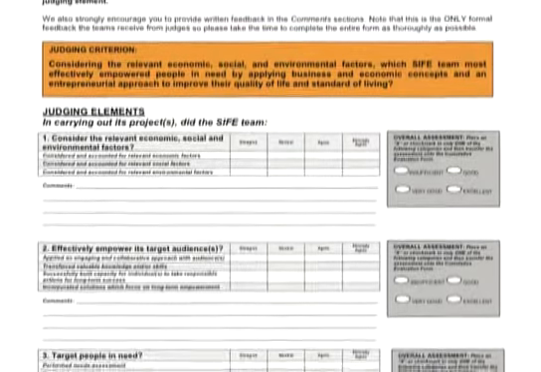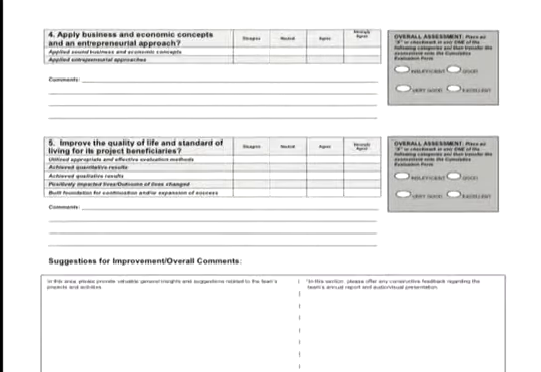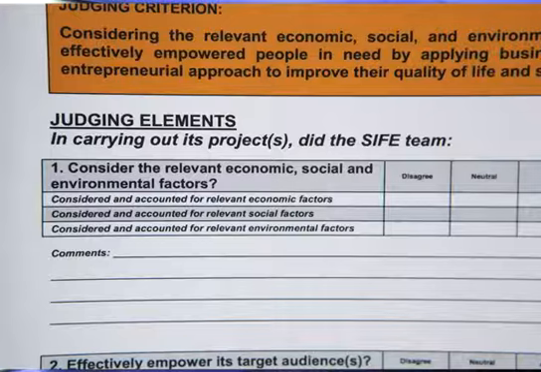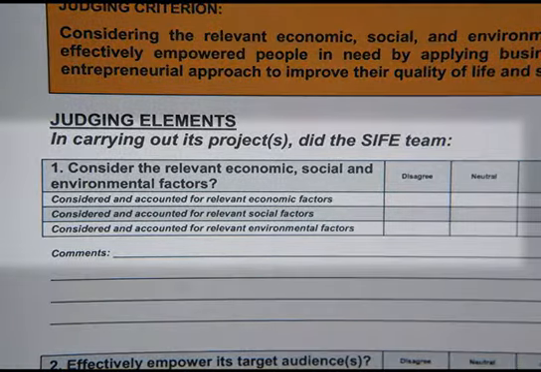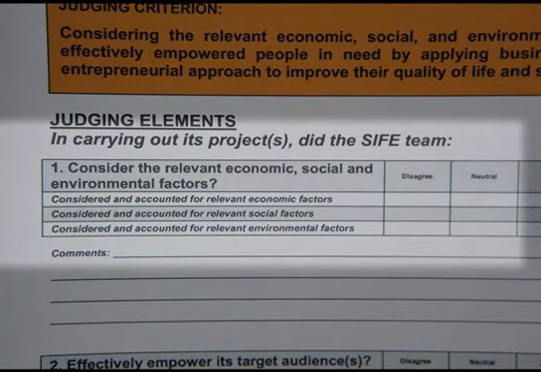The evaluation form is separated into the same elements of the judging criterion that we discussed earlier. For each element, the form provides a scale for you to evaluate the success of the team in achieving the particular element. For example, for the first element, in carrying out its project or projects, did the SIFE team consider the relevant economic, social, and environmental factors? Under this question, there are three aspects for your evaluation: the relevant economic factors, social factors, and environmental factors. Using a scale of disagree to strongly agree, you will evaluate how you felt the team answered each part of this element through their annual report and/or live presentation.